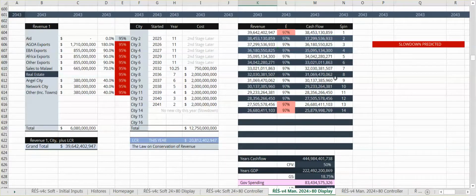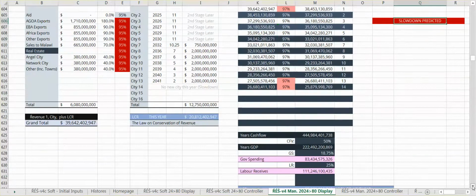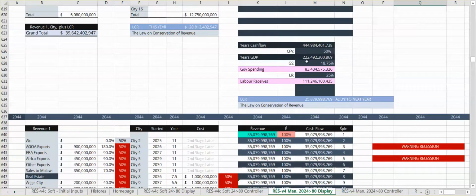Steady progress is made until another more extreme recession, depression, is predicted in 2043. We see that here. In reaction to the predicted slowdown estimated by the now highly advanced Angel Wing software, I move E to 97 and Spin to 14, increasing cash flow to 444 billion and an estimated 222 billion GDP.